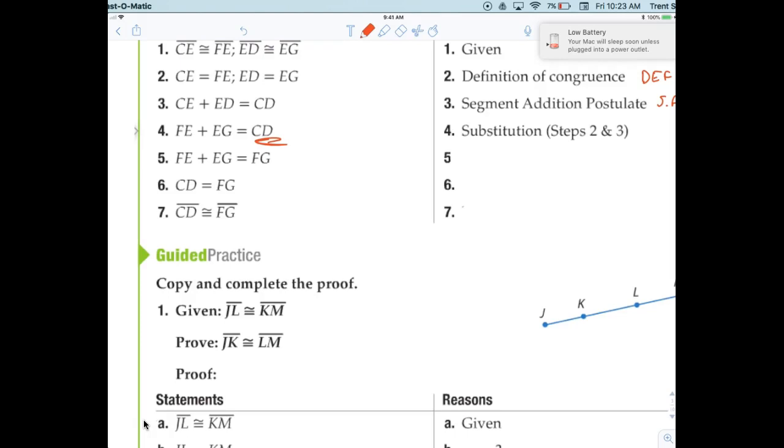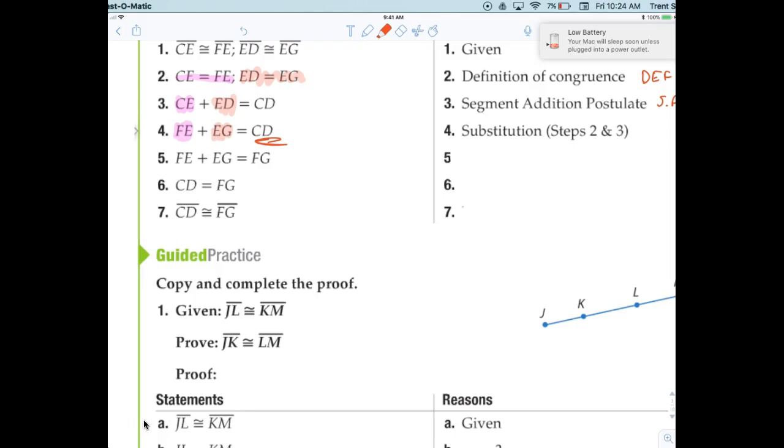I don't think this is that hard, but every year 2 or 3 kids, for whatever reason, don't pay attention initially and then they miss it. So please don't miss it. Look at this step right here. It says CE is equal to FE, right? So where I see a CE, I changed it to what? FE. Did everybody see that? And up here, ED is equal to EG, right? So wherever I see an ED, I changed it to EG.